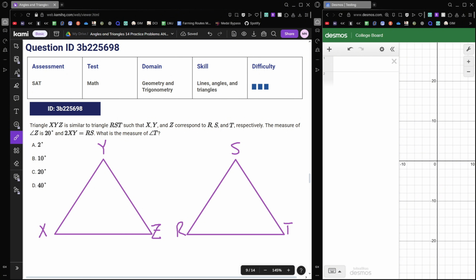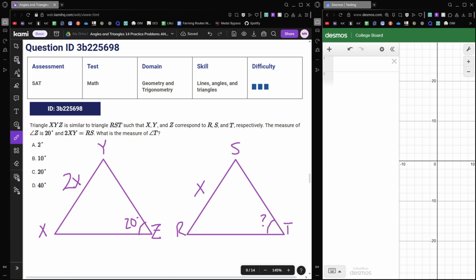The measure of angle z is 20 degrees, and 2xy is equal to rs. So let's call xy 2x, and that would mean rs is equal to x. What is the measure of angle t? So we're trying to find this angle right here.